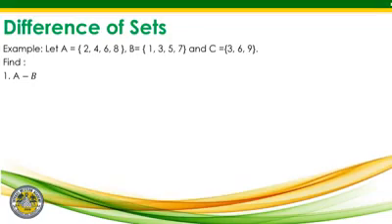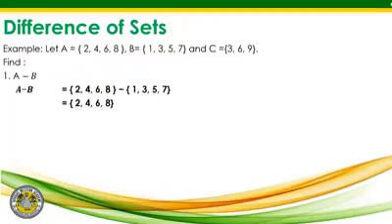In finding the difference of sets, we're going to put down all the elements. So we have A minus B is equal to {2, 4, 6, 8} minus {1, 3, 5, 7}. And now you will notice in our given that the elements which belong to set A but do not belong to set B are 2, 4, 6, and 8. So therefore, A minus B is equivalent to {2, 4, 6, 8}.